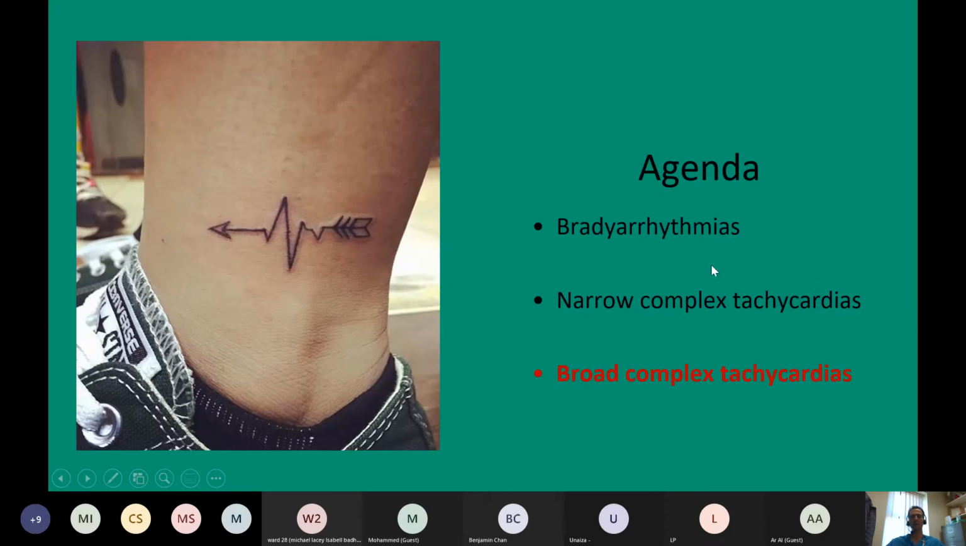Great, so that is all that I was going to say about narrow complex tachycardias. Let's move on to broad complex tachycardias.